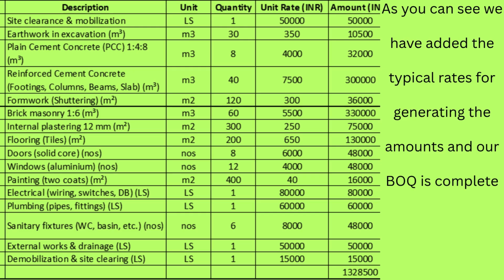So once we have added the rates, the BOQ becomes a cost sheet. So each activity has a cost associated with it. This is where the financial aspect of the project is linked with the scheduling. So now from the BOQ we can extract the activities.